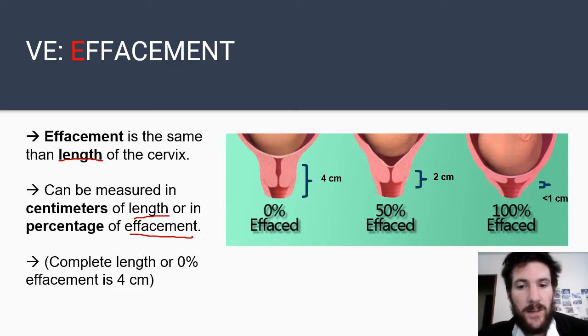To understand this easily, it's important to know that the normal cervix length is 4 centimeters. So when there is 0% effacement, it means that the cervix is 4 centimeters. If there is 50% effacement, it means half, so the length is 2 centimeters. And when we talk about 100% effacement, the cervix length is less than 1 centimeter. All of you are going to be able to measure that with your finger in the palpation.